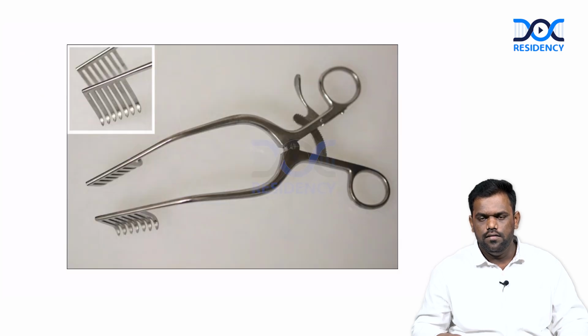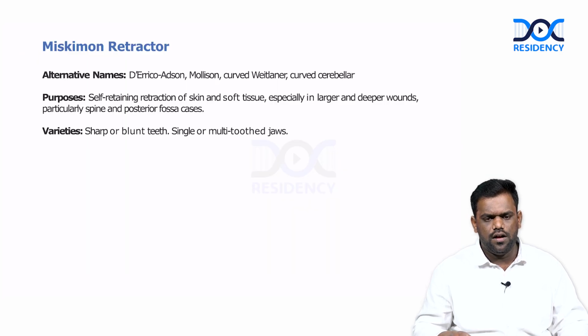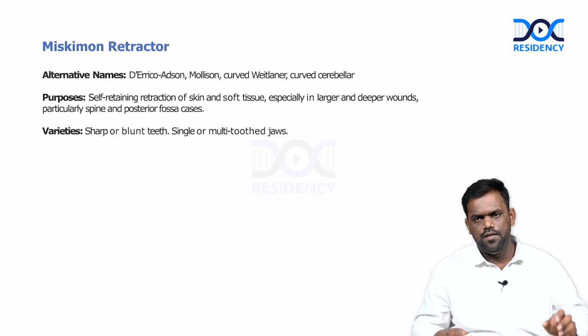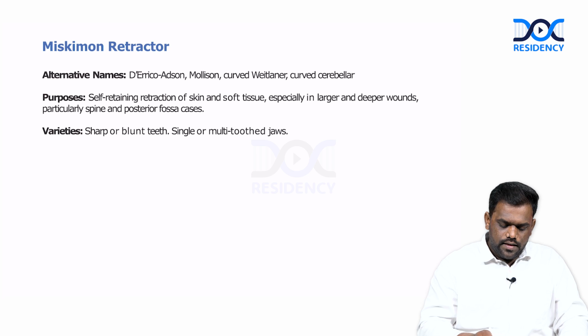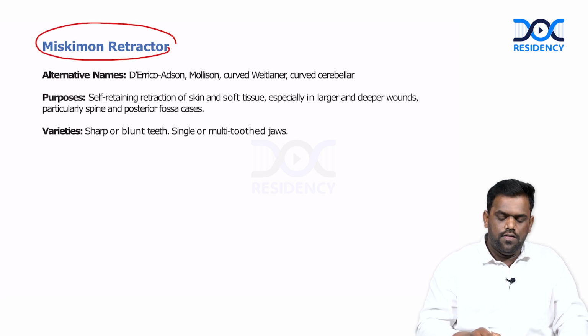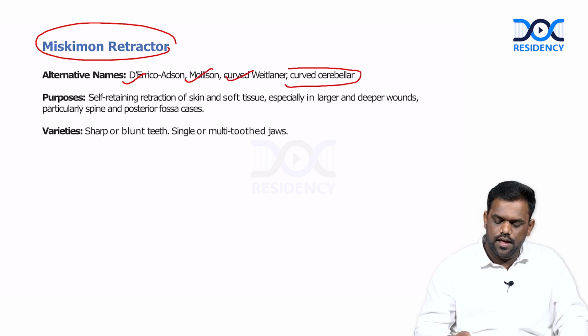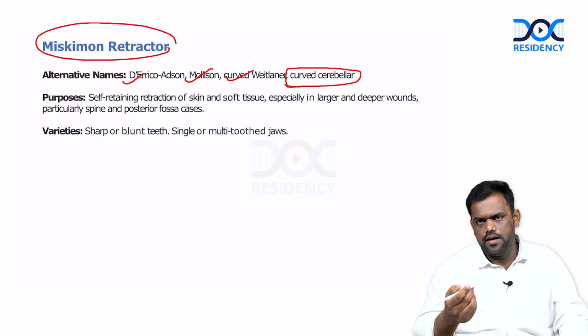Identify this retractor. It is the Mosquito retractor. It also looks simply like a mastoid retractor, but the curvature is different and the length is different. It's also called the Mosquito retractor, and also called Adson, or Mollison, or curved Weitlaner, or curved cerebellar. It's simply called a curved cerebellar.